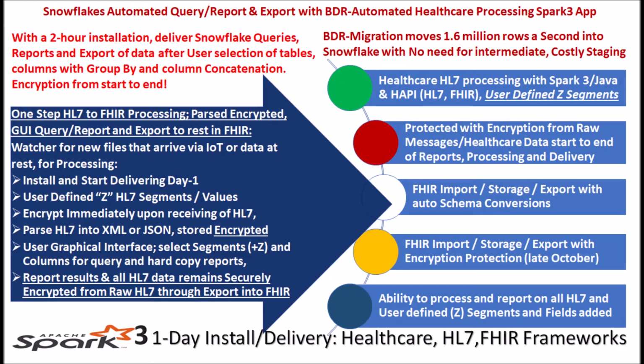BDR's automated healthcare processing Spark 3 Java app delivers for Snowflake its same delivery of most JDBC, a simple, sophisticated user-definable graphical interface for quick, automated queries and reports with group by and column concatenation, along with the exportation of these results. BDR's migration app delivers migration of most data to Snowflake at speeds of 1,600,000 rows per second without the need of costly, time-consuming temporary staging databases.